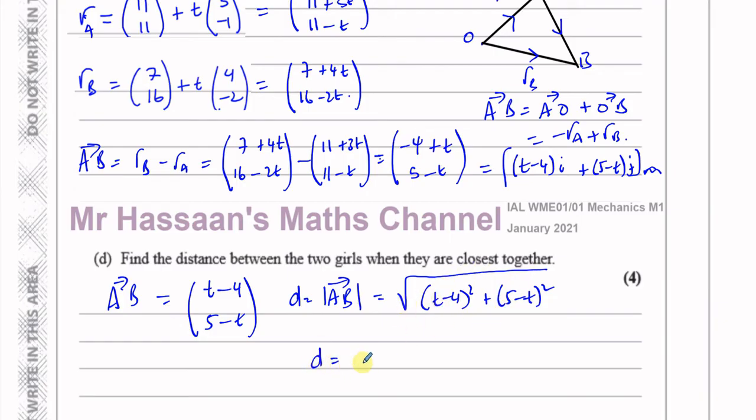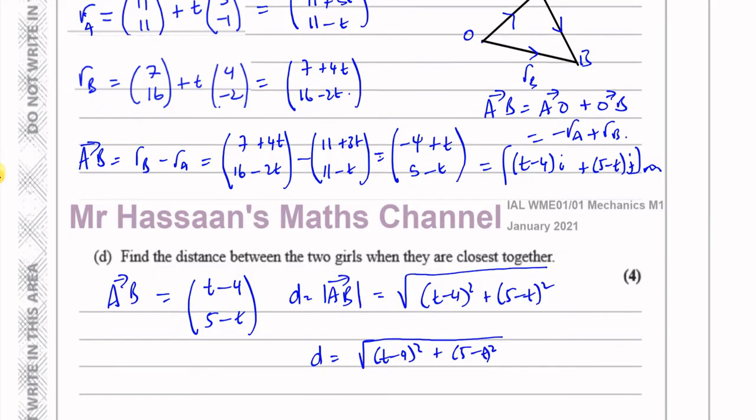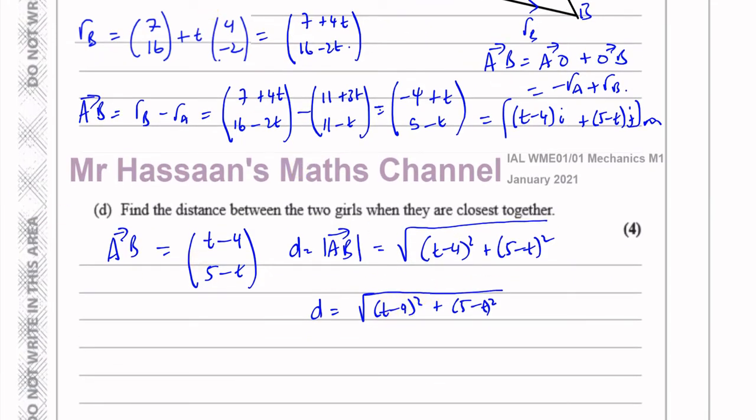So the distance is equal to the square root of (t − 4)² + (5 − t)². If I want to find the minimum value of this, there's a few things I can do. Let me write it a bit neater: the square root of (t − 4)² + (5 − t)².